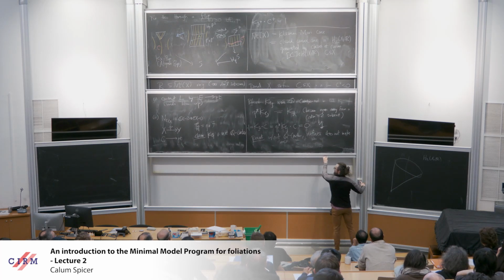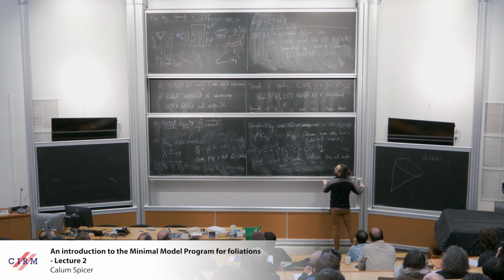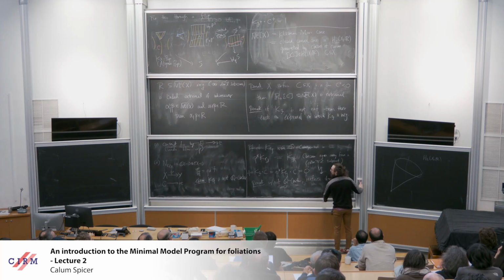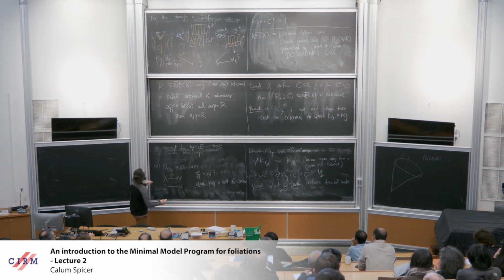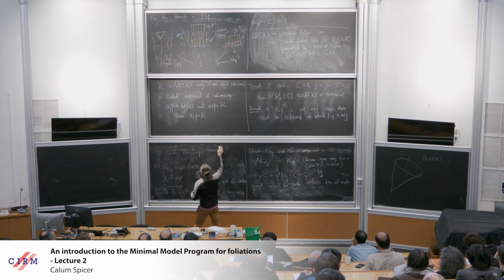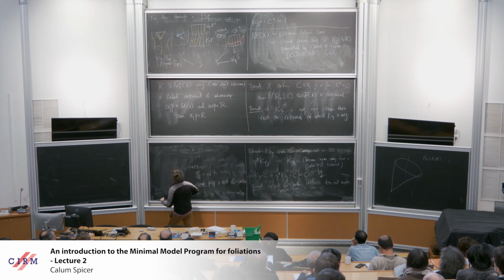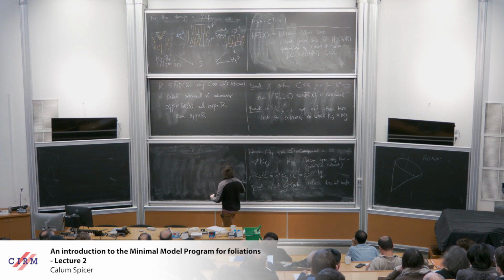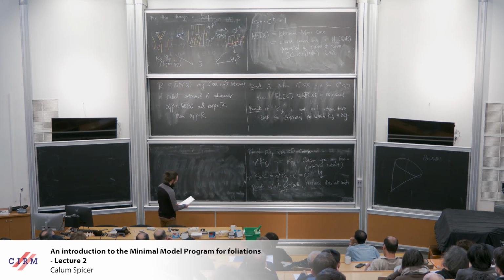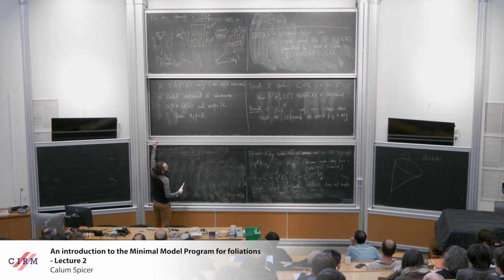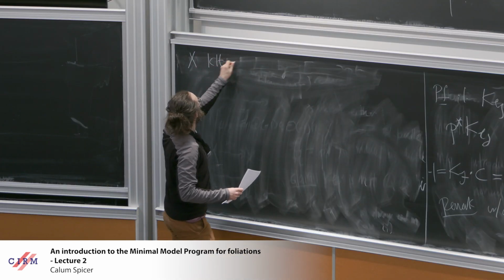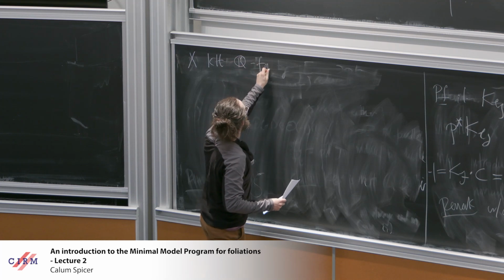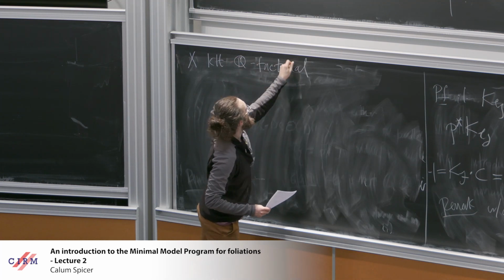Okay, so in higher dimensions, the minimal model program is a consequence of a bunch of theorems or conjectures. So in the running, I'm going to have a running hypothesis here. I'm going to assume that X is KLT and Q factorial. I know I haven't defined KLT for you guys. I don't want to overburden things with notation.